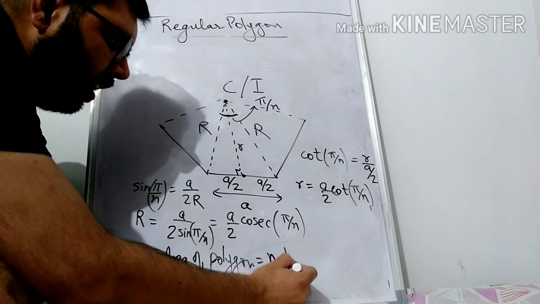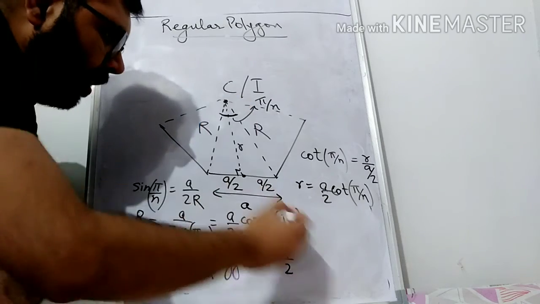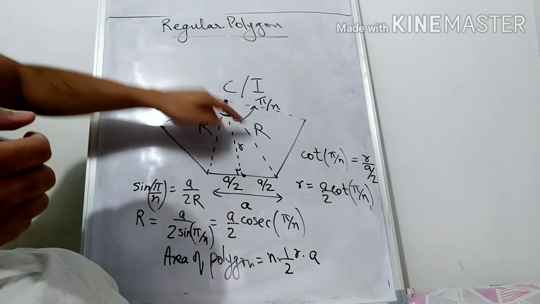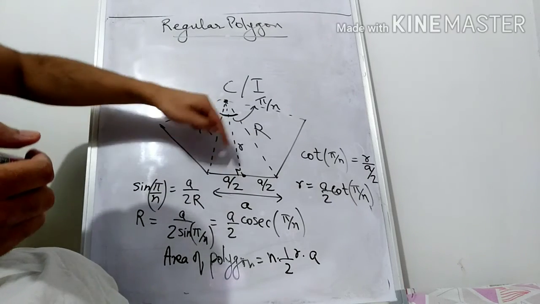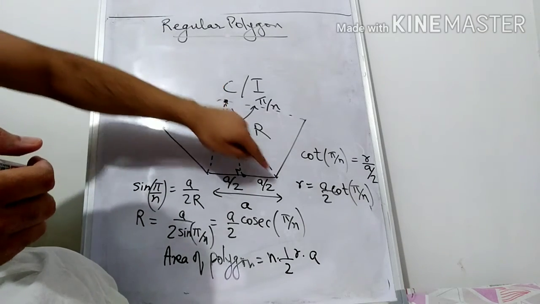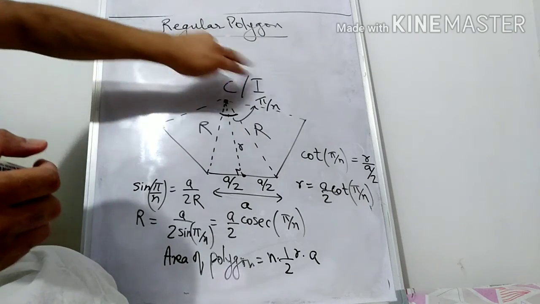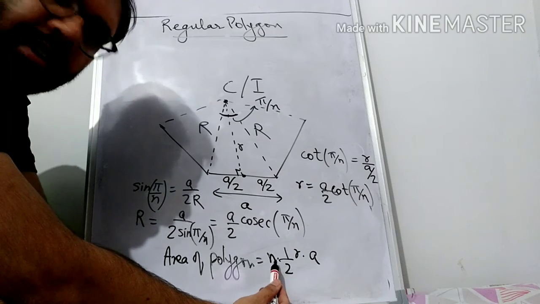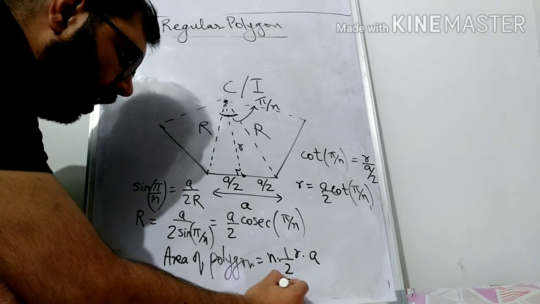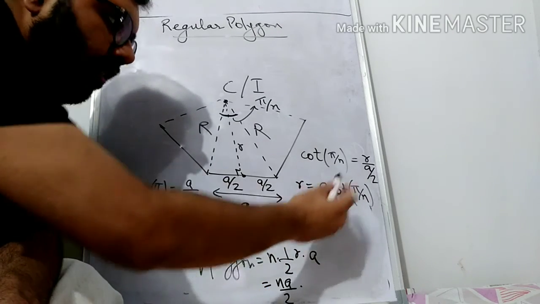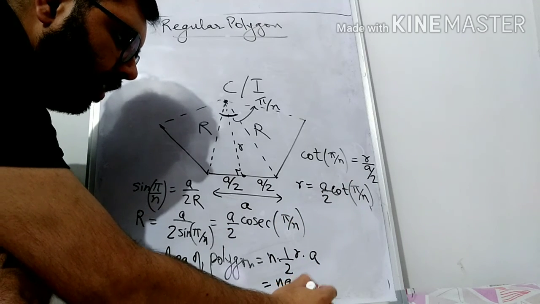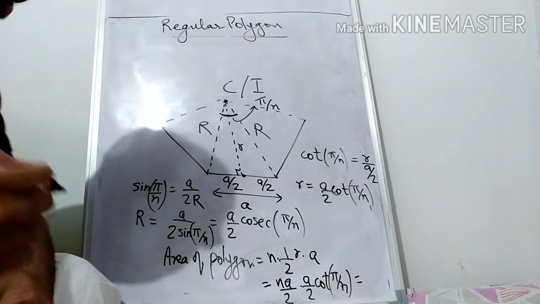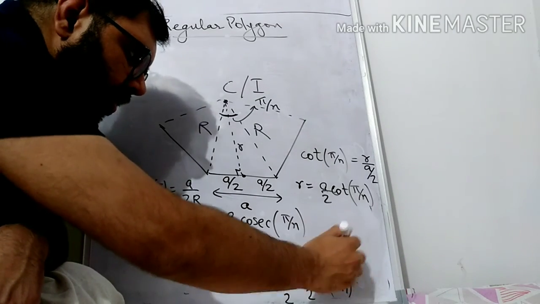So n into the area of this triangle. How do you find the area of this triangle? Half, and then small r will become the height and the base is a. So the area of this triangle is half base into height, so half a into r, and then you have n triangles which will form the complete polygon. So that is why you multiply that by n, right? So n a by 2 into r, and we know the value of r in terms of a: r is a by 2 into cot of pi by n.